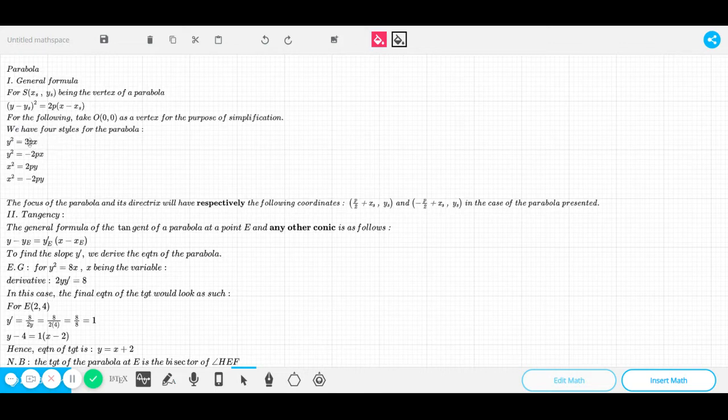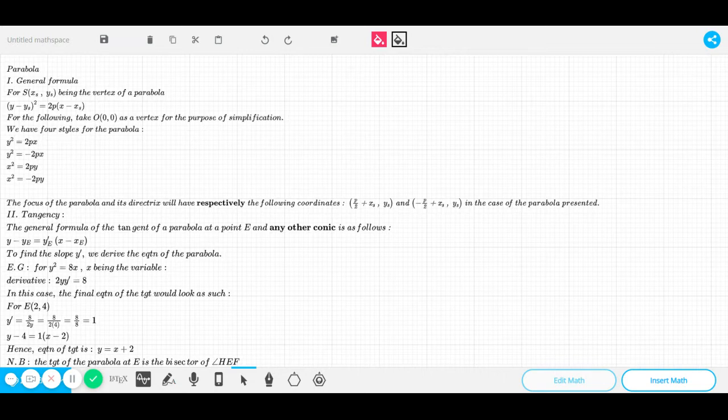All these four equations here represent equations of a parabola. We could say that y squared equals 2px, or that y squared equals minus 2px, or that x squared equals 2py, or that x squared equals minus 2py. In our introductory video, we had taken 2p as 8.